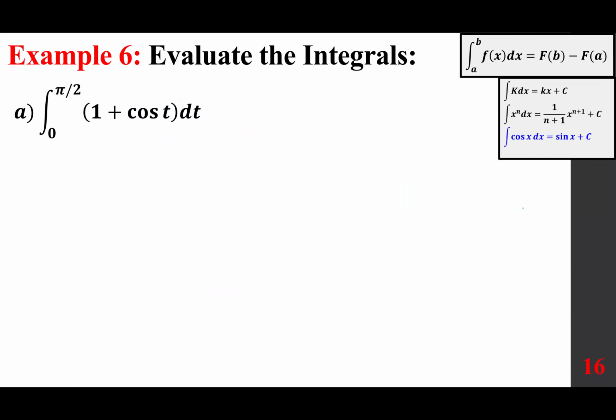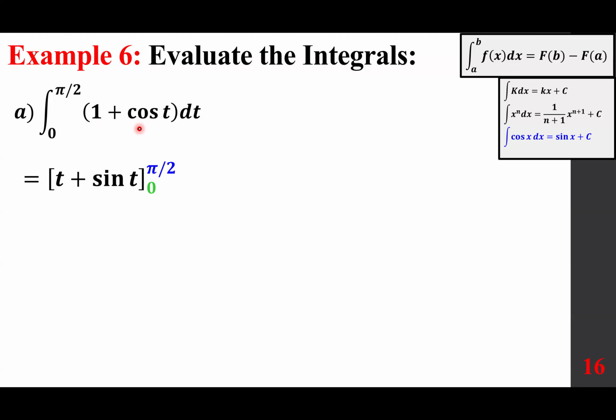The integral from 0 to π/2 of 1 plus cosine t dt. I hope you remember we did this before without the limits. In other words, we didn't have these two. Because of dt, the independent variable is t, so 1 becomes t, cosine becomes sine. Remember, the derivative of cosine is negative, but the integral is positive sine t from 0 to π/2.